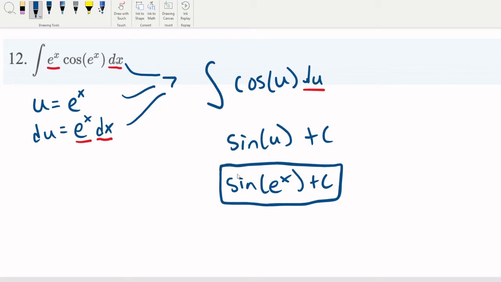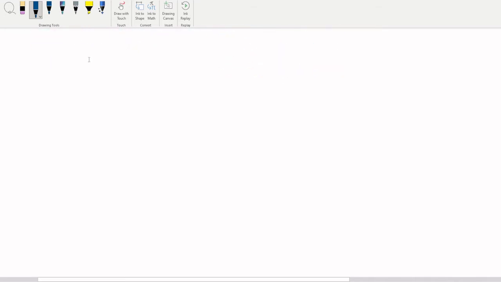And do not forget, you can always take the derivative of this to see if you did it right. Do a little chain rule here. Derivative of sine is cosine. Cos e to the x times the derivative of e to the x is e to the x, and bada bing, I'm right there. All right.